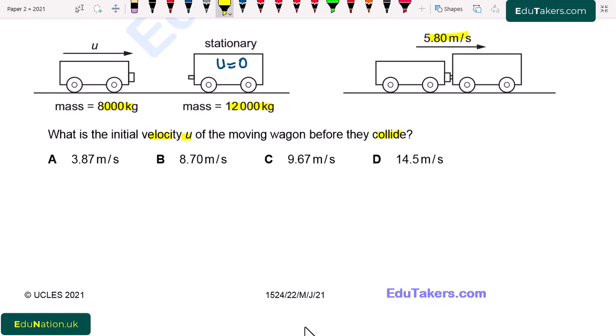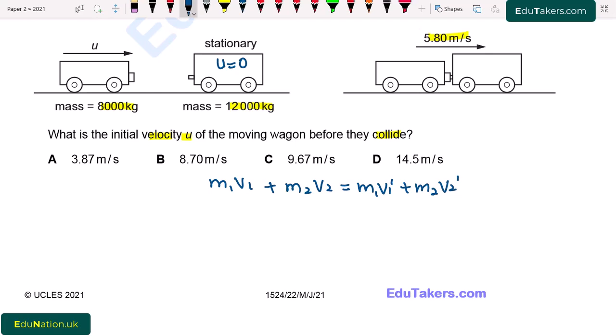So here we have to find the initial velocity u of the first wagon. Here we use the law of conservation of momentum, that the total momentum of this system before collision is equal to the total momentum of the system after collision. So I write here m1v1 plus m2v2 is equal to m1v1 prime plus m2v2 prime.